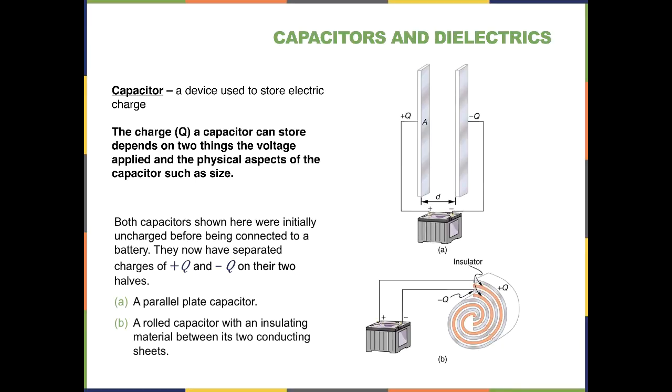Both capacitors shown here are uncharged when they're not connected to a battery. When they're connected to a battery, they develop a charge between the two plates. The top one is called a parallel plate capacitor for obvious reasons. The bottom is called a rolled capacitor and has an insulating material between the plates to prevent discharge.